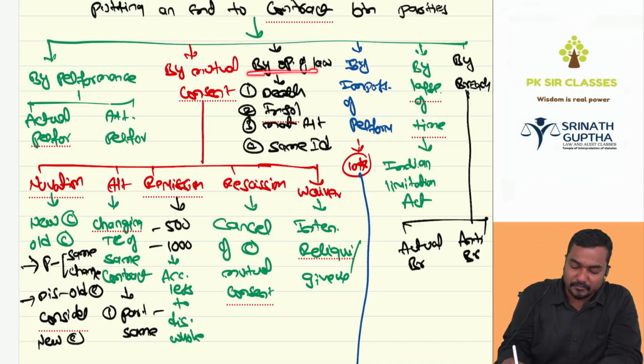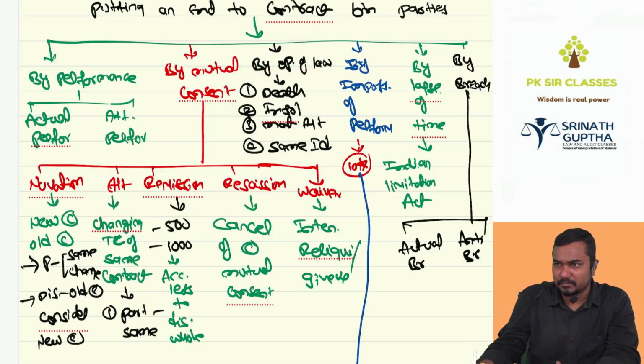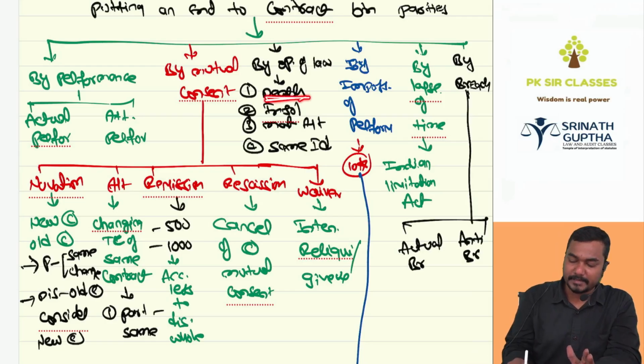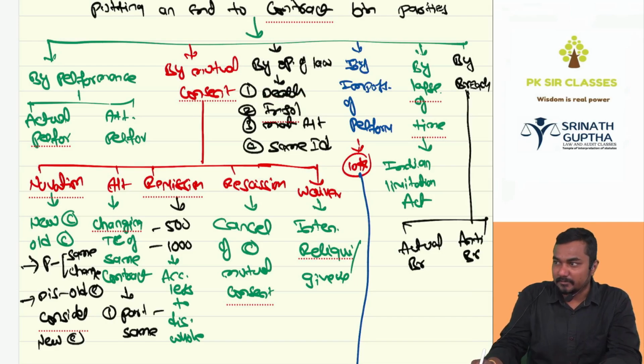Next, by operation of law. It has come in the exam once or twice. The question in the exam is direct: how may a contract be discharged by operation of law? First one, by death. I entered into an agreement with Shreya for singing a song, and Shreya Ghoshal dies. The contract will be discharged because personal skill is involved.